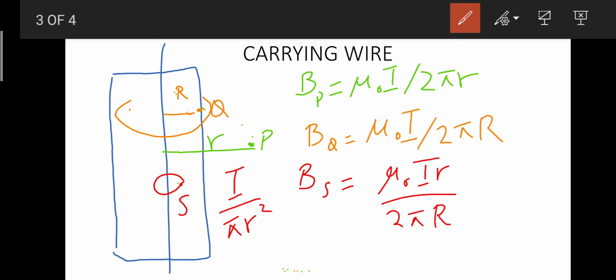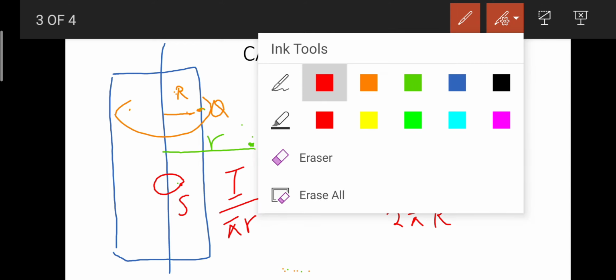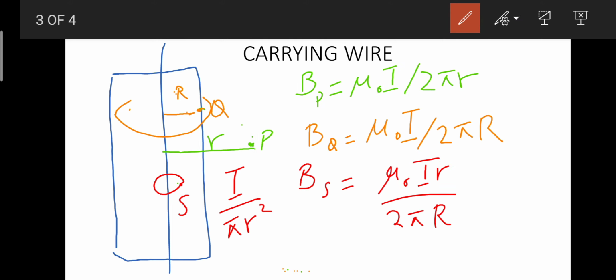And the last point says, suppose there's a point which we choose lying on the axis, like for this particular point, suppose this is point T, and if I want to determine B at T, what would happen at point T?